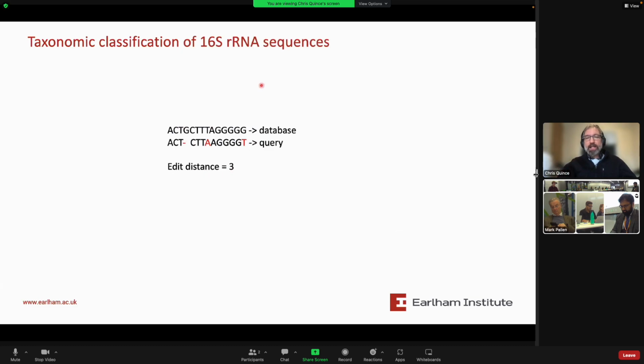So how do we actually classify the sequences? Well, we have to search the sequences against the database, and we do that using the sequence itself, and that's known as a homology search.